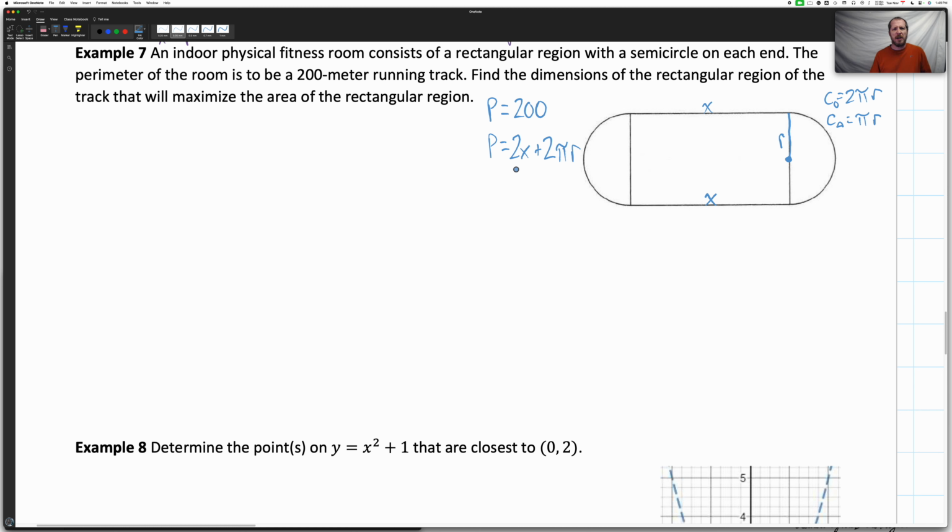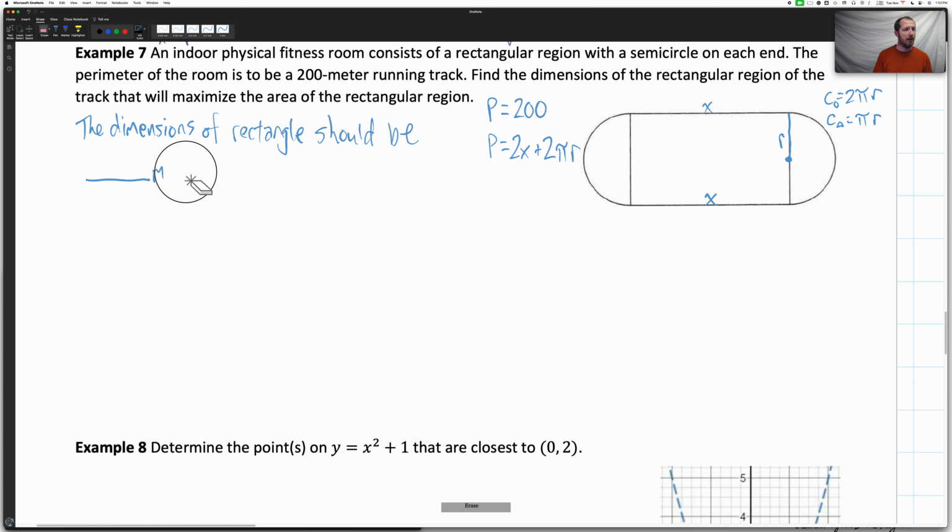Now, is that what they ask us to maximize? No, that doesn't make sense because we know our perimeter is 200. They ask us to maximize the area, and to find the dimensions. So let's state what our final answer is going to be. The dimensions of the rectangle should be blank. Do we have units here? We got meters.